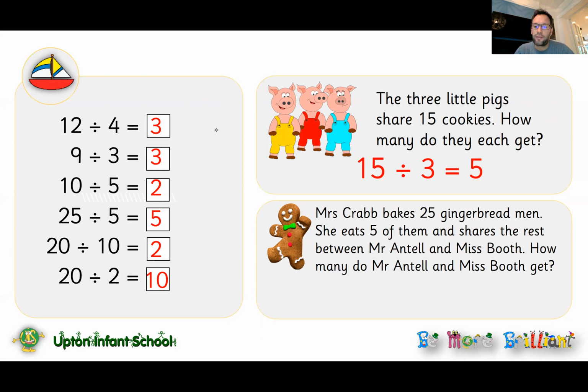And then onto Mrs. Crab's gingerbread challenge. So Mrs. Crab had 25 gingerbread men. She ate 5 of them. So first of all, we need to do 25 take away 5, which would leave Mrs. Crab with 20 gingerbread men, and then she kindly shares them out with Mr. Antel and Miss Booth. So there's 2 of them. So it's 20 divided by 2, and the answer is 10. Mr. Antel and Miss Booth get 10 cookies each. Well done if you got that one right.